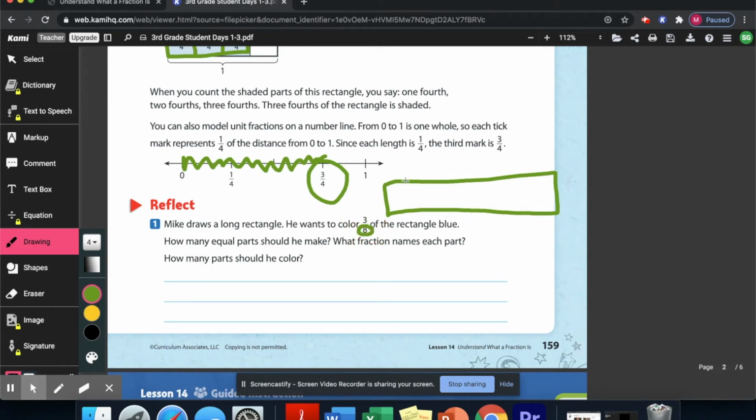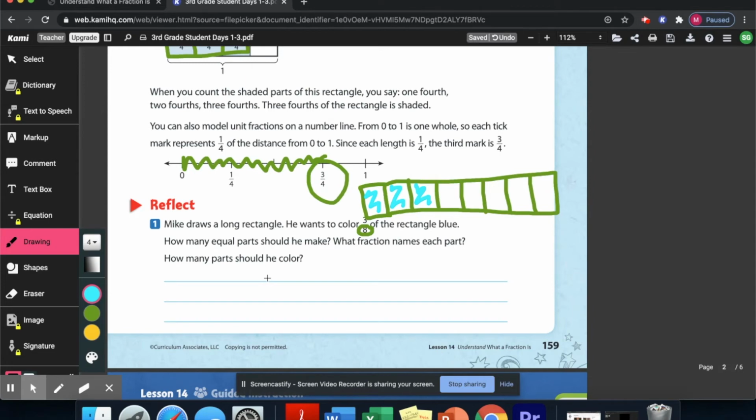8 equal parts. So 1, 2, 3, 4, 5, 6, 7, 1, 2, 3, 4, 5, 6, 7, 8. Okay, we have 8. Okay, obviously my drawing doesn't show that it's perfect. That's okay. Now he wants to color 3 out of 8 of them. Okay, so 3/8 blue. So I'm going to go, okay, 1, 2, 3. Okay, we did that. And now we come down to our question.